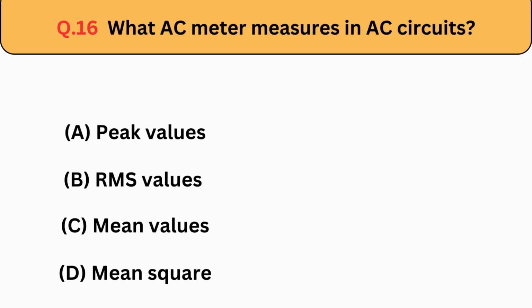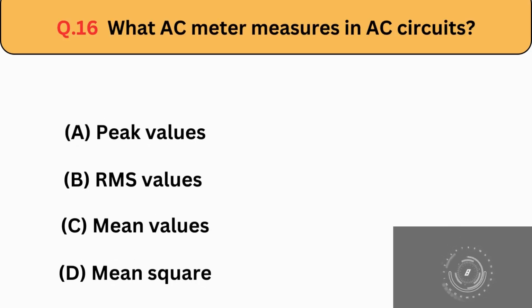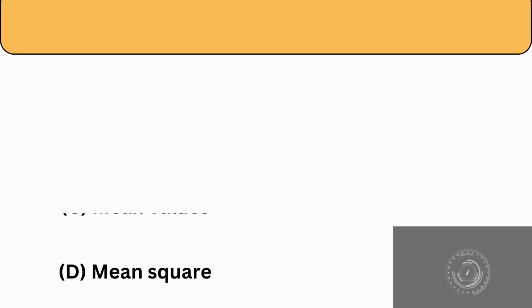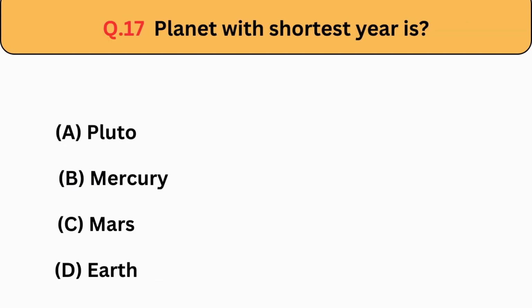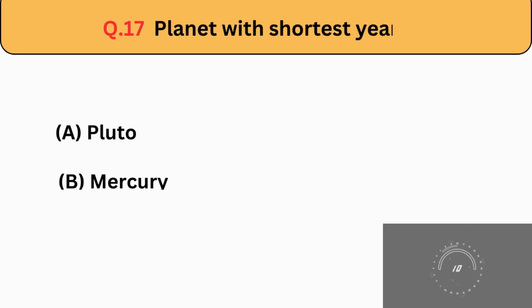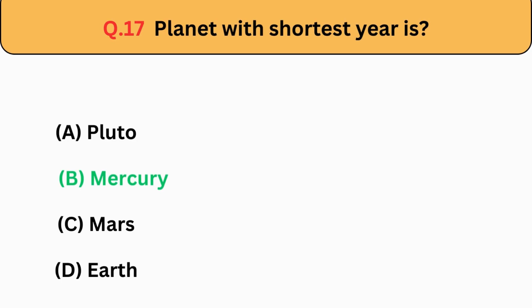What does an AC meter measure in an AC circuit? Option B, RMS value. Planet which has the shortest year is. Option B, Mercury.